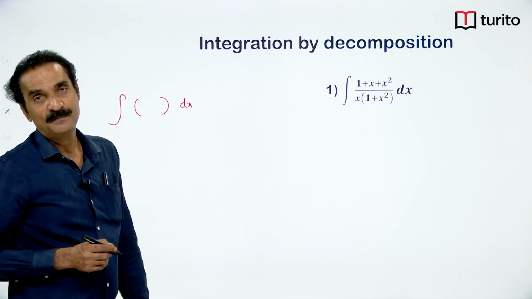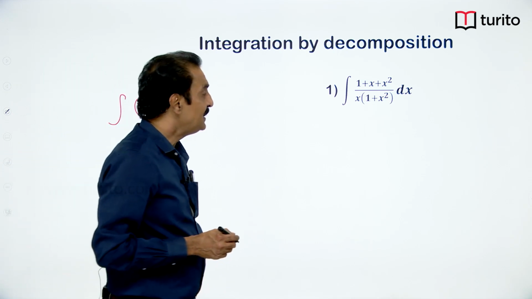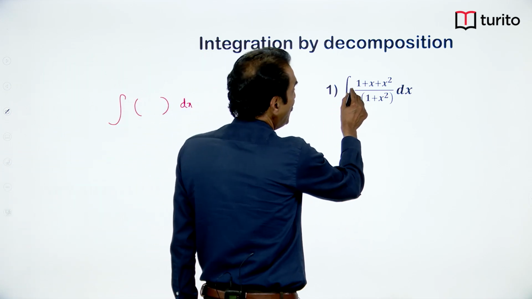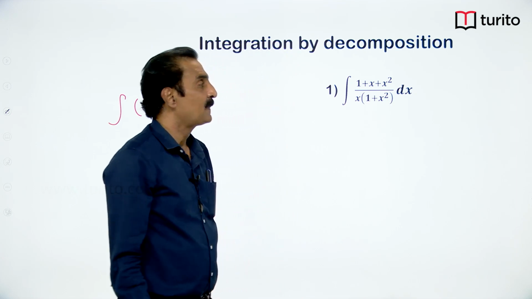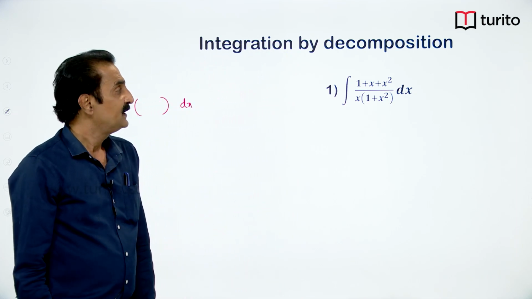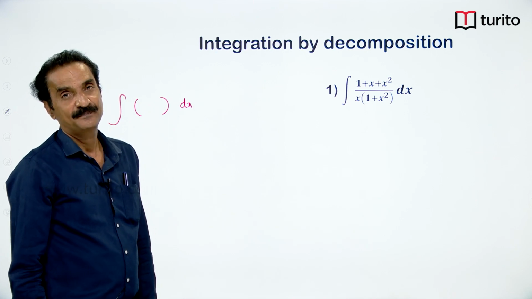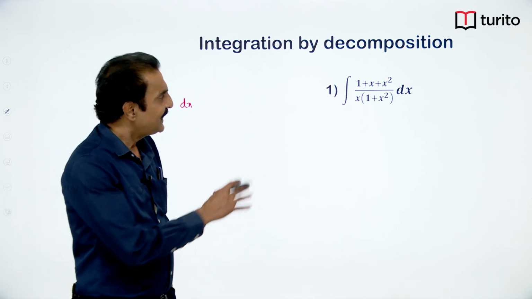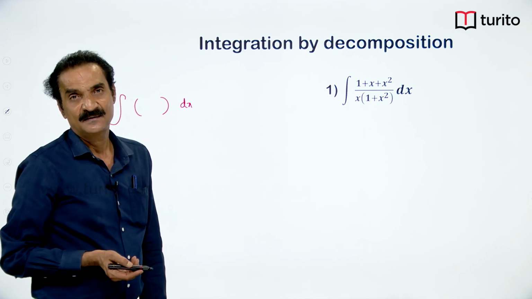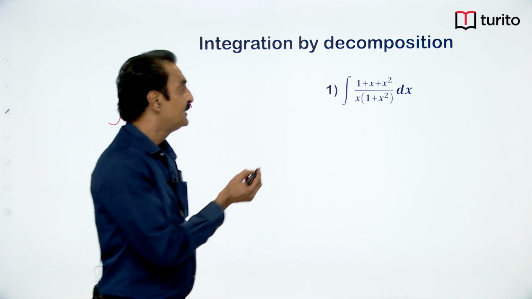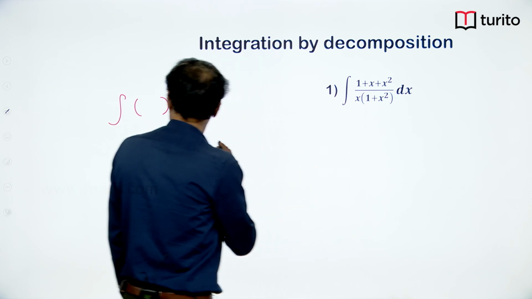One simple problem, integral 1 plus x square by x into 1 plus x square dx. Directly it is not a standard result, so what to do? We try to decompose it.